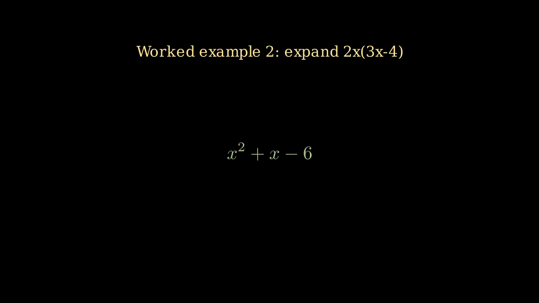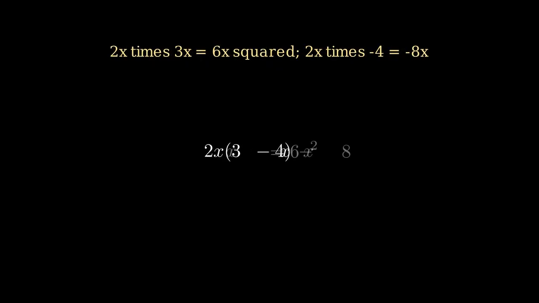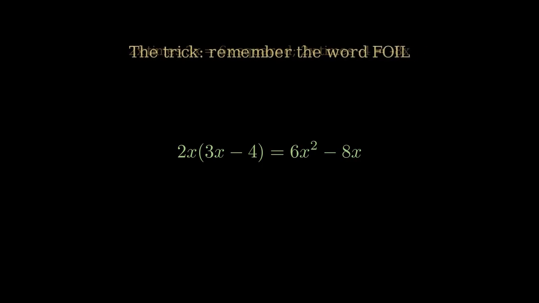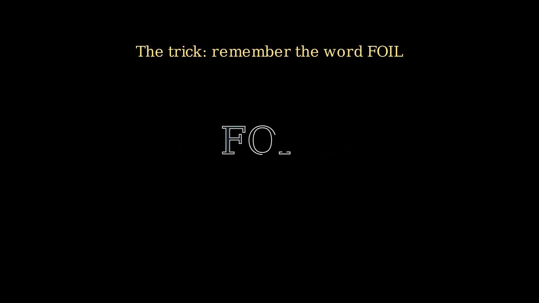Now worked example 2, expand 2x times the quantity 3x minus 4. This time it's a single bracket, so we only need 2 multiplications, not 4. 2x times 3x gives 6x squared, then 2x times negative 4 gives negative 8x, so the answer is 6x squared minus 8x.